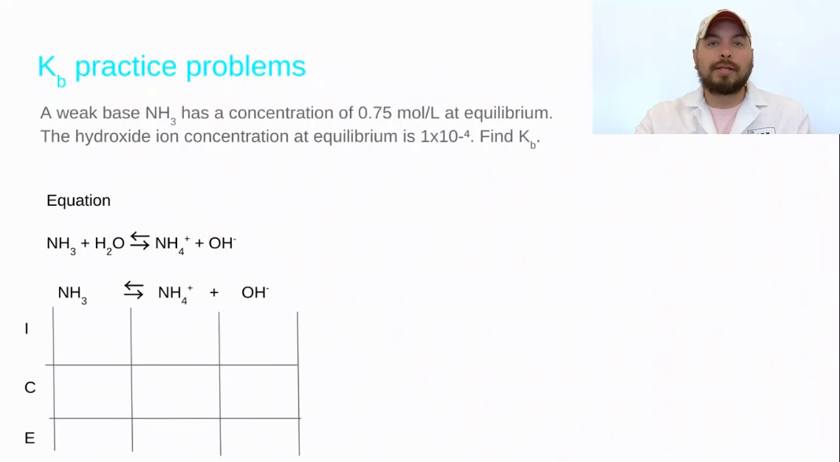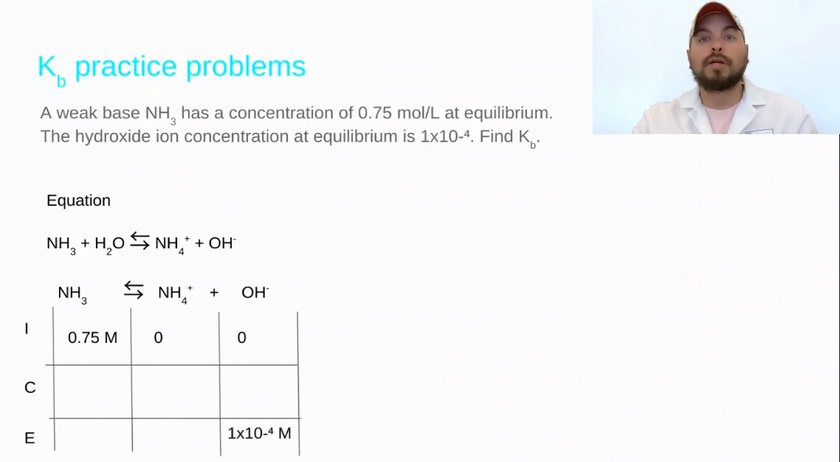In order to find the Kb, I'm going to set up a RICE table again. I'm going to solve for my equilibrium concentrations of both the ammonia, NH3, and the OH minus concentration and NH4 plus concentration. One thing to be aware of is I'm given the concentration of hydroxide at equilibrium is 1 times 10 to the negative fourth, which means that the concentration of the NH4 plus is also 1 times 10 to the negative fourth.